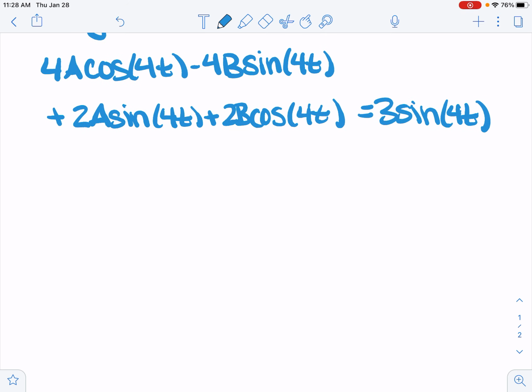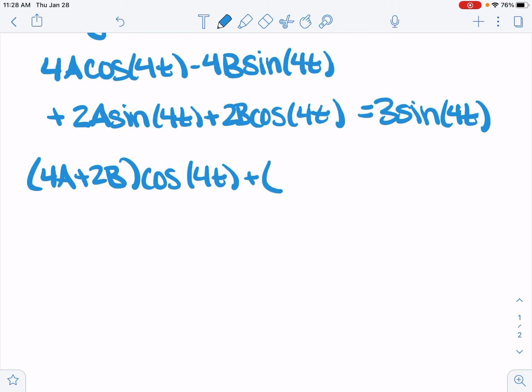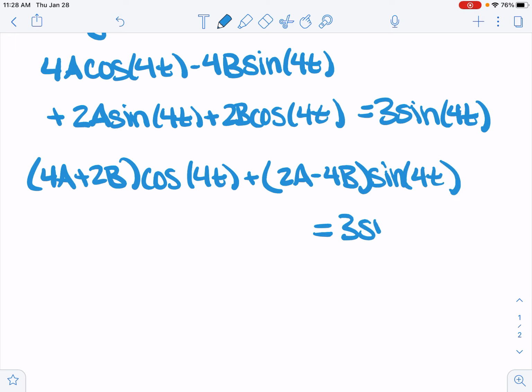Now we're going to combine things that we're able to combine, right? We can combine our cosine terms, for example, and our sine terms. So we end up with 4A plus 2B times the cosine of 4t plus 2A minus 4B times the sine of 4t equals 3 times the sine of 4t.